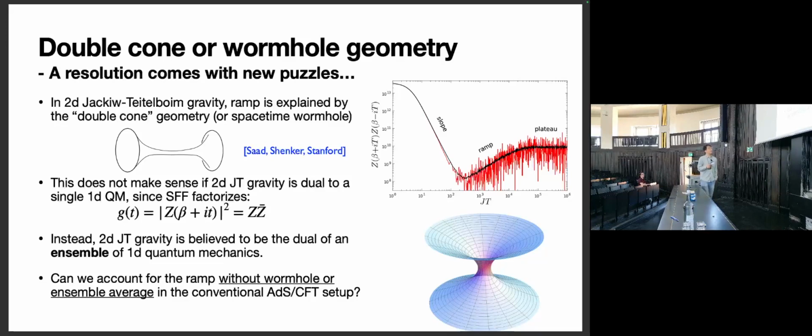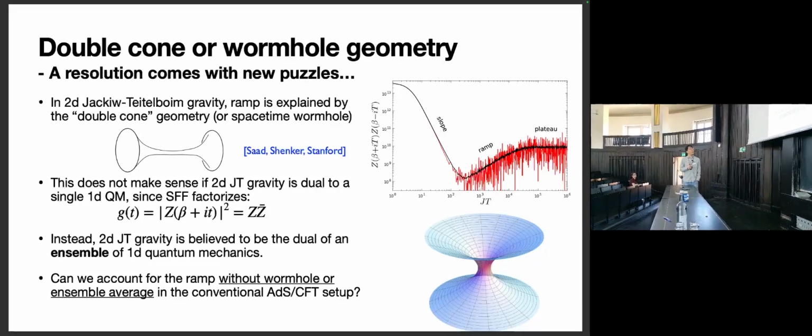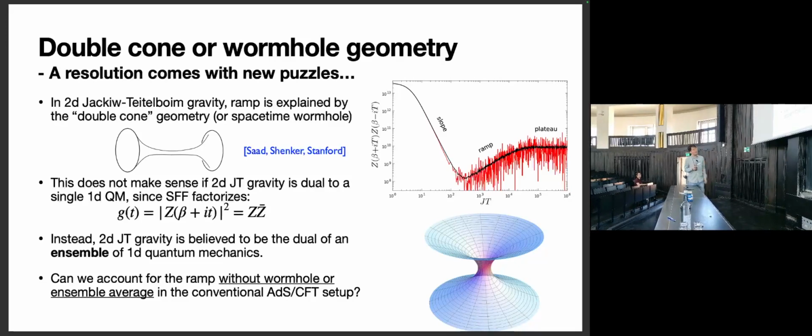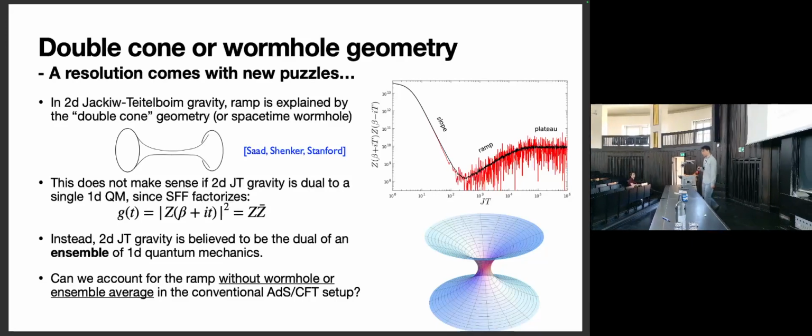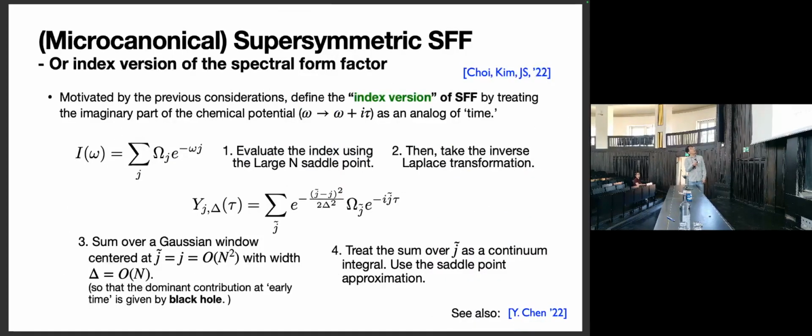But if you want to be more conservative and believe in the conventional AdS/CFT setup, then we should be able to account for this mismatch without referring to space-time wormholes or ensemble average. So it would be great to have an explanation without referring to wormholes or ensemble average. That motivated us to look into the supersymmetric index version of the spectral form factor.